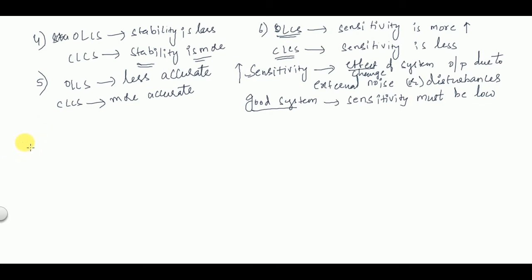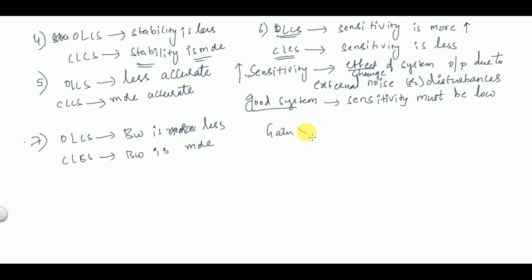So the next difference is, in open loop control system, bandwidth is less, and in closed loop control system bandwidth is more. Why is bandwidth more? We know that for any system or circuit, the product of gain and bandwidth must be constant. If one decreases, the other should increase.